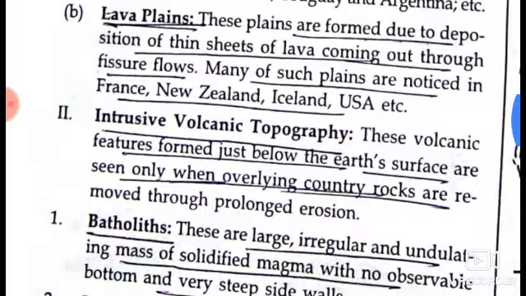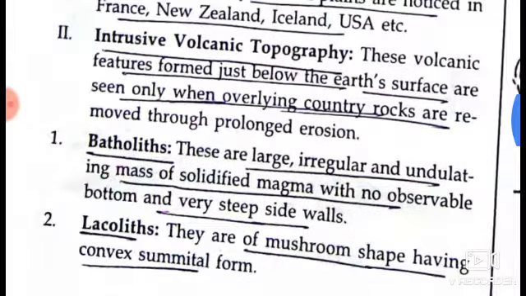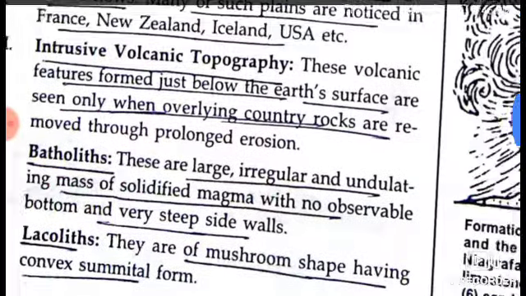Intrusive volcanic topography: these volcanic features formed just below the Earth's surface are seen only when the overlying country rocks are removed through prolonged erosion. Batholiths: these are large, irregular, undulating masses of solidified magma, with no observable bottom and very steep side walls. Locally, they are mushroom-shaped, having a convex summit form.